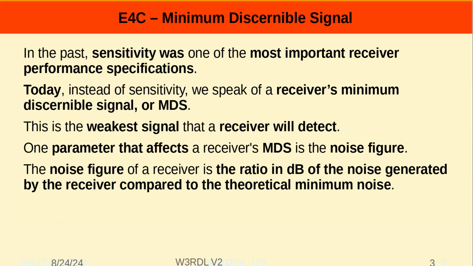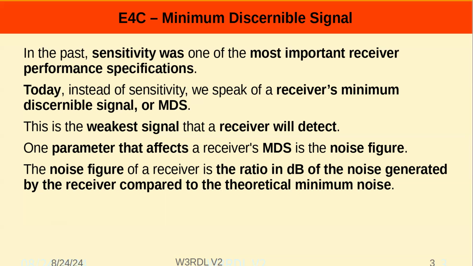So in the case of receivers, when they refer to this, whether it's a digital SDR type or an analog type, it's the weakest signal that you can detect. Not necessarily that you can hear it, but the receiver will detect it. There is some indication, maybe it doesn't even move the S meter, but it can detect it.